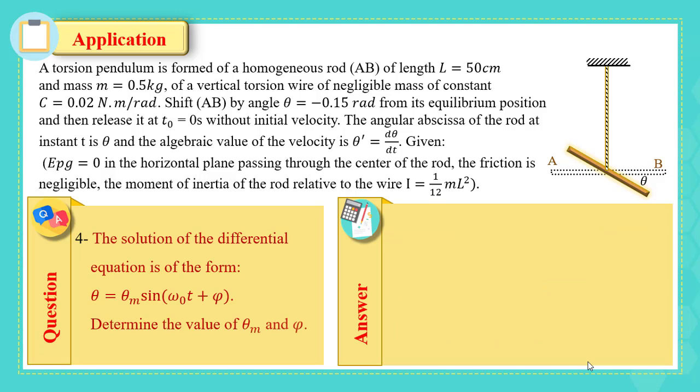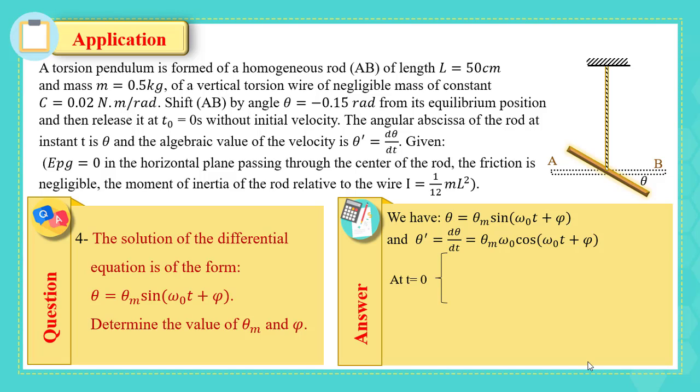The solution of the differential equation is of this form. Determine theta maximum and phi. The same steps that we used to do in previous videos. We have the solution. We try to find its derivative to find theta prime. Then at t equals 0, theta 0 is minus 0.15 equals theta maximum sine phi. Theta prime 0 equals 0, which is theta maximum omega 0 cosine phi. Now we have two equations. We start with the second one.